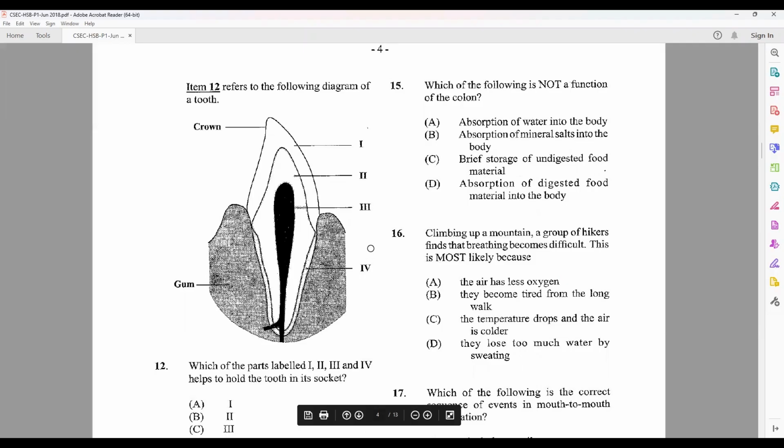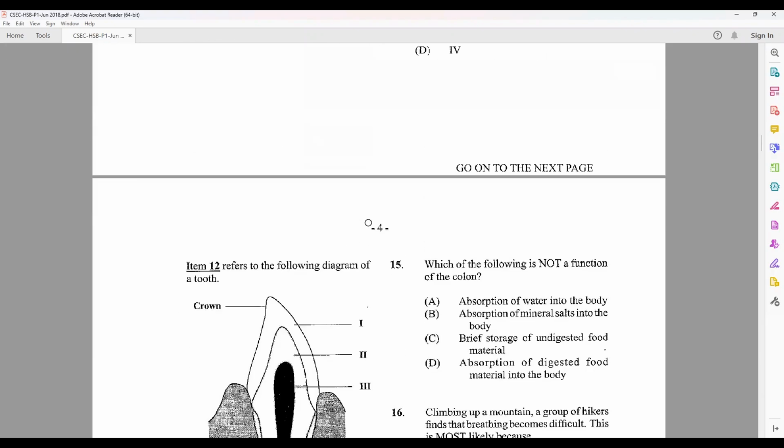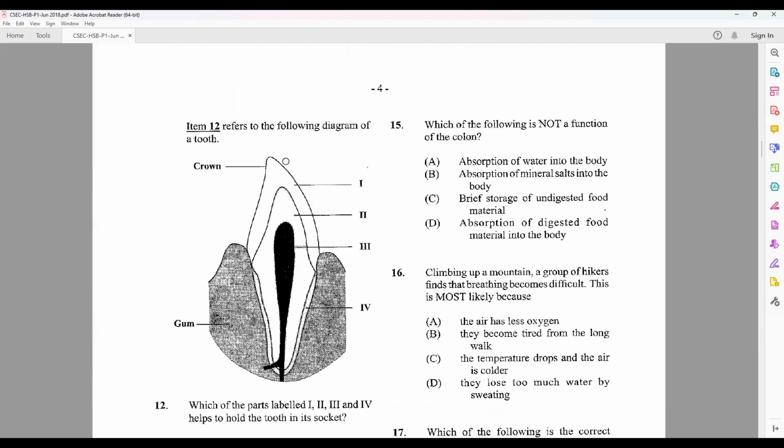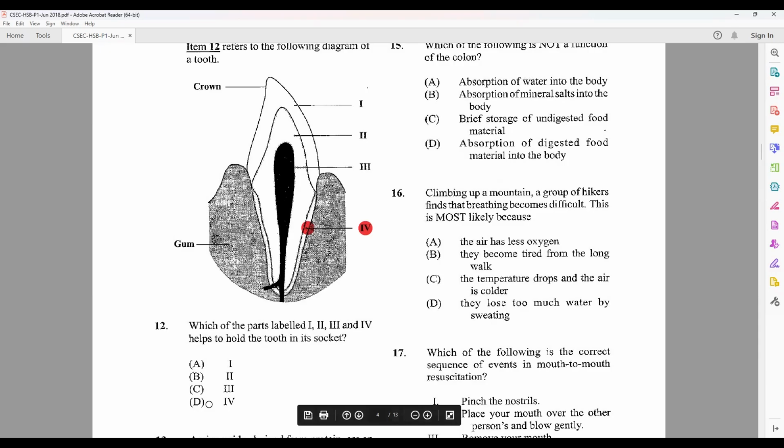Item 12 refers to the following diagram of a tooth. Again, we just saw one tooth. It was a different shaped tooth, and now we're looking at another shaped tooth. This one obviously is a pointy one, so it makes it a canine. Which of the following parts labeled 1, 2, 3, and 4 helps to hold the tooth in its socket? If we are watching the parts, this part refers to the cementum, or the tooth cement. So we are looking for number 4 as the answer. So 12 is D.